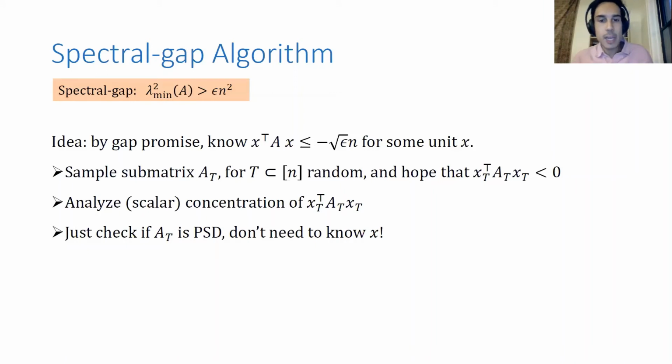And at the end of the day, we never needed to actually know this vector x, because the algorithm itself is just going to test whether A_T is PSD. So if we can prove in the analysis that some vector has a negative quadratic form with this principal submatrix, then we immediately conclude that it's not PSD, and we'll determine this when we compute its eigenvalues.